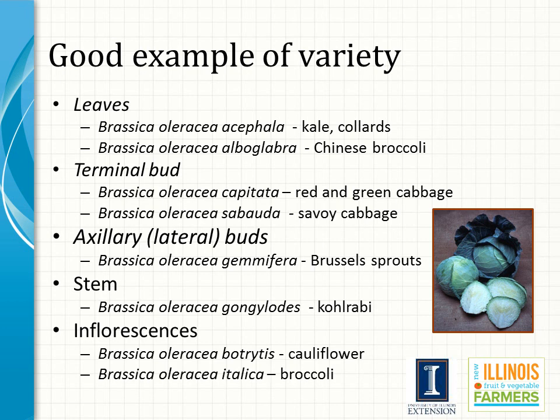For example, the leaves of kale, collard greens, and Chinese broccoli, the terminal bud in cabbage, the axillary or lateral buds in Brussels sprouts, the stem in kohlrabi, and the flowers in broccoli and cauliflower. These varieties look dramatically different, but are nonetheless considered to be the same species. As an additional note, catalogs will often use the term group when referencing a variety name. So instead of a crop grouping that reads Brassica oleracea italica, the heading would read broccoli or Italica group.